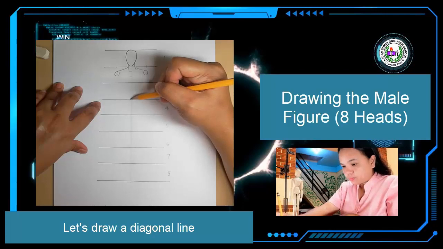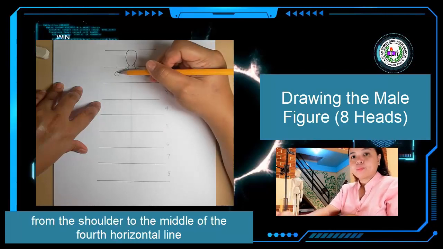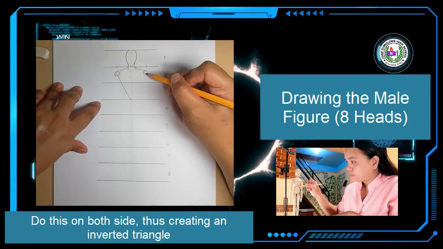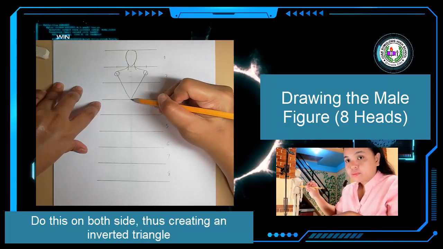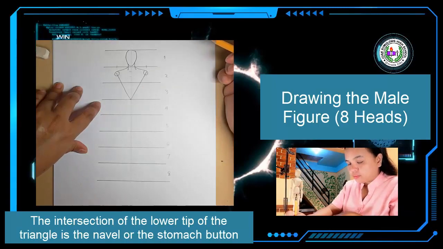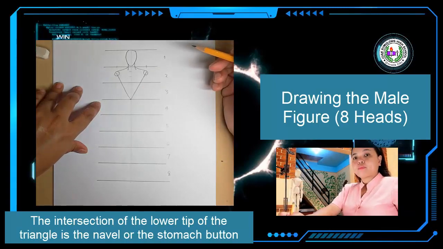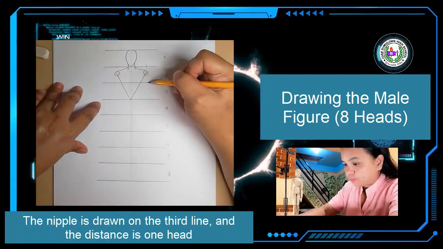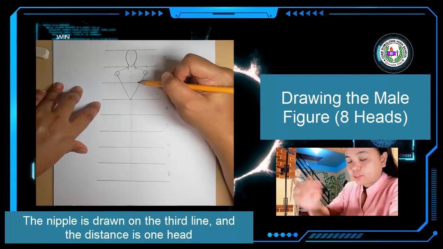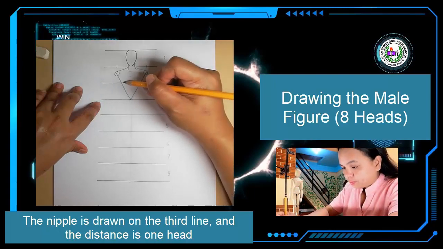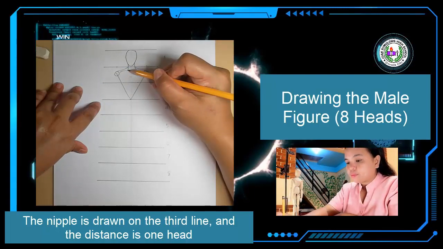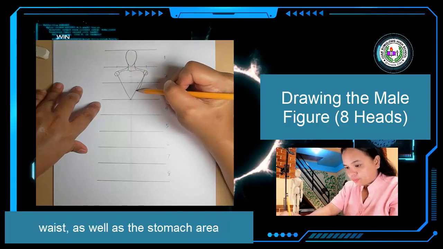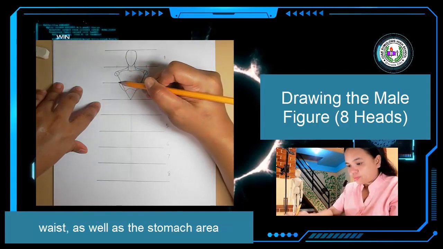Let's draw a diagonal line from the shoulder to the middle of the fourth horizontal line. Do this on both sides, thus creating an inverted triangle. The intersection of the lower tip of the triangle is the navel or the stomach button. The nipple is drawn on the third line, and the distance is 1 head. I normally draw a rib cage to guide me in drawing the upper side hips, waist, as well as the stomach area.